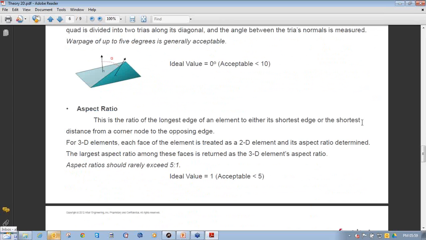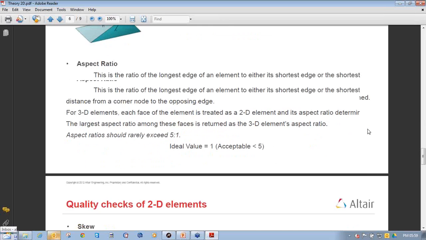Then we will discuss aspect ratio. There is also one quality check for aspect ratio. This is the ratio of the longest edge of the element to either its shortest edge or the shortest distance from the corner node to the opposing edge. For the 3D element, each face of the element is treated as a 2D element and its aspect ratio determined. The largest aspect ratio among these faces is returned as the 3D element's aspect ratio. Aspect ratio should rarely exceed 5:1. Ideal value for aspect ratio is 1. Acceptable should be less than 5.